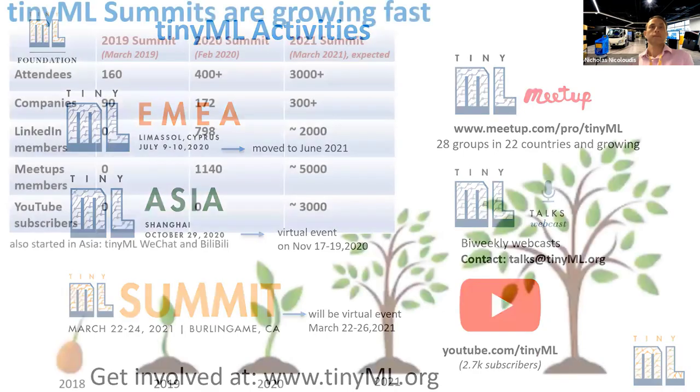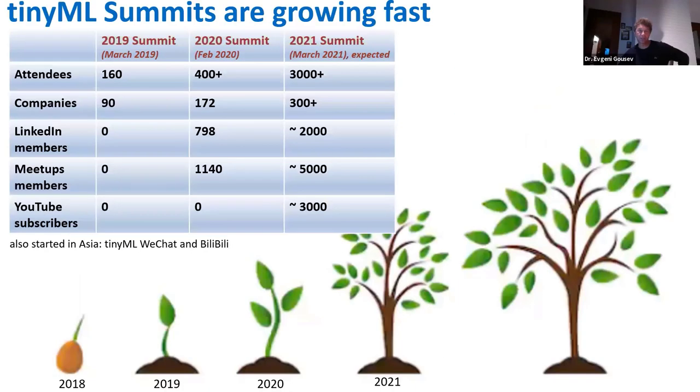In terms of growth numbers, this chart speaks for itself. Our first summit was in March 2019. We had it on the Google campus here in the Bay Area, in one big room, 160 people, by invitation only. And now we're going to get to 3,000 people. I think we already have about 2,700 people registered as of today. So it will probably be close to 3,000-4,000 people there, and a lot of growth in this community, both here and globally, including Asia. We started WeChat and Bilibili in China, so it's really growing big time.